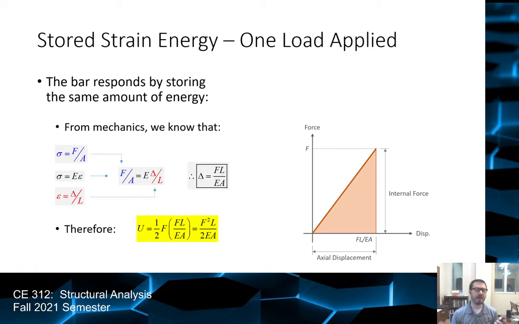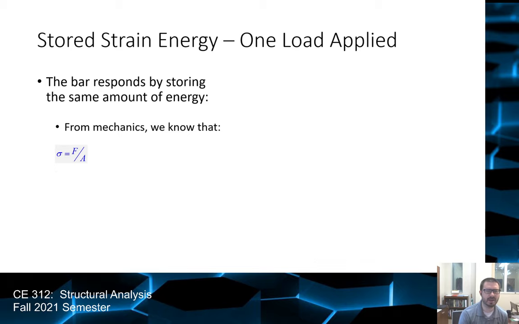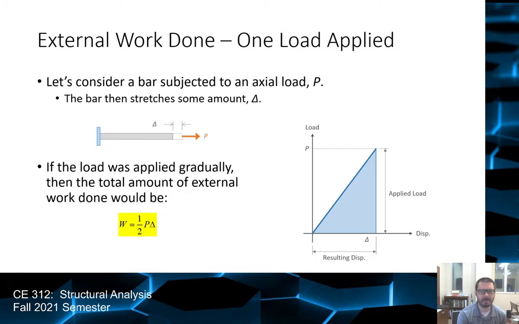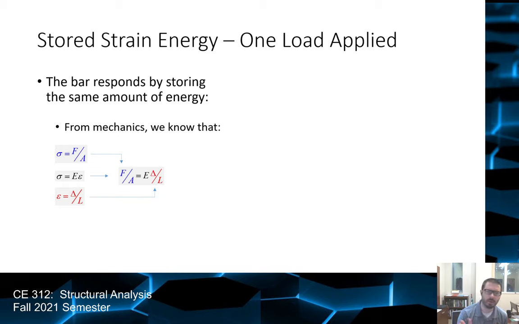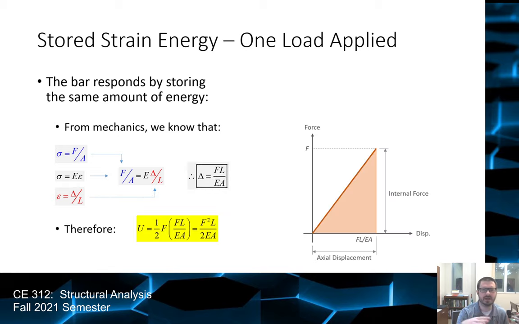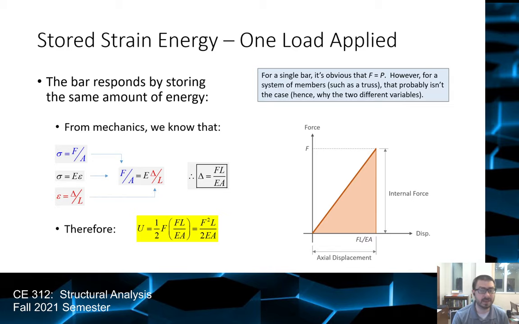Now, one thing that might be a little confusing is that in this slide, I've got a bunch of Fs, but in this slide here, I've got P. And so some of you might be thinking, wait a minute, why did he change the letter? Why did it go from F to P? What's going on there? Well, for a single bar, it's pretty obvious that F equals P, right?